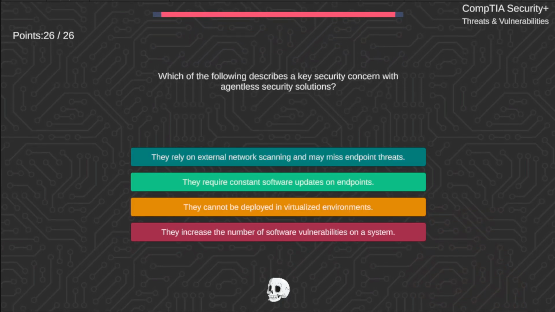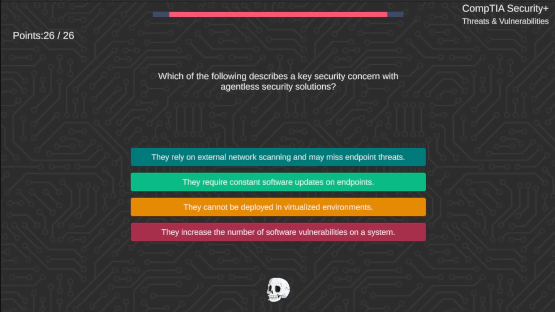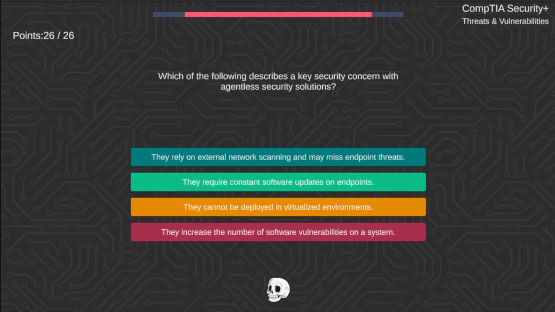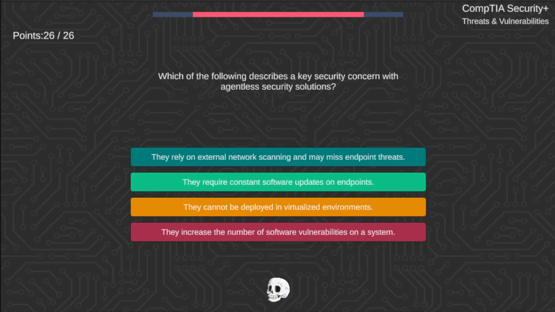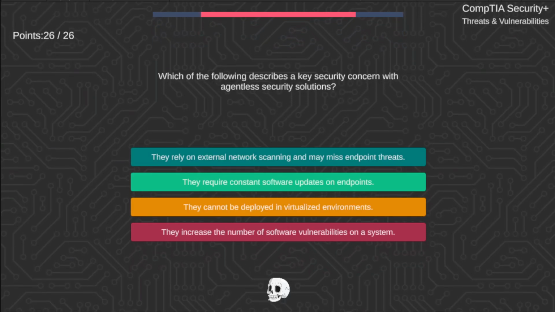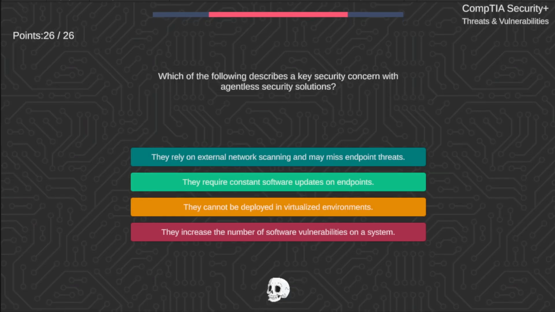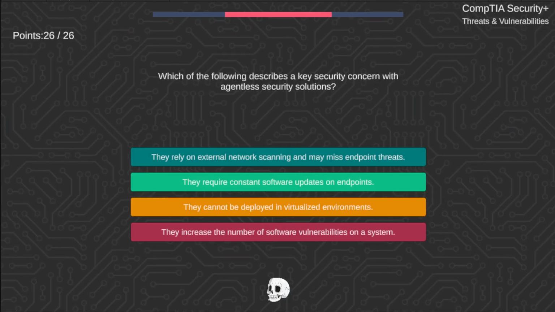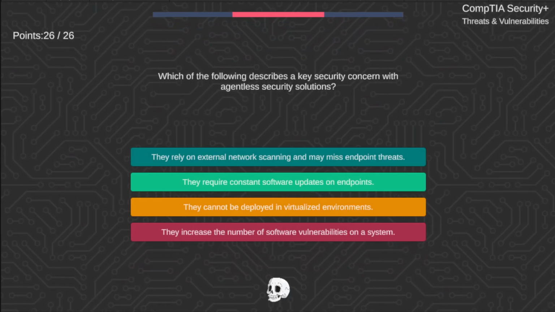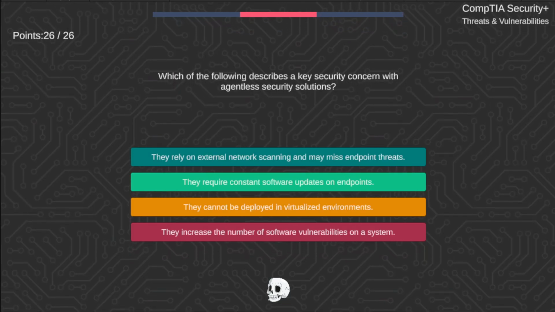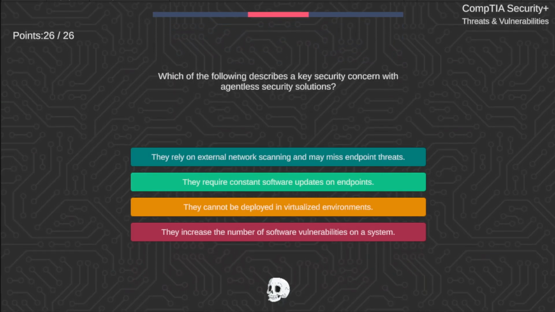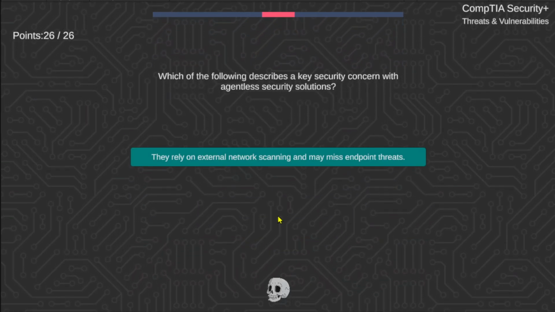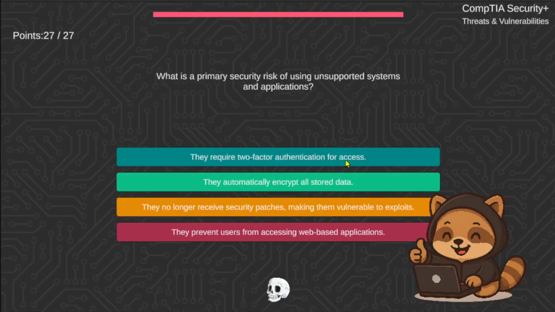Which of the following describes a key security concern with agentless security solutions? They rely on external network scanning and may miss endpoint threats. They require constant software updates on endpoints. They cannot be deployed in virtualized environments, or they increase the number of software vulnerabilities on a system. Correct answer is they rely on external network scanning and may miss endpoint threats.